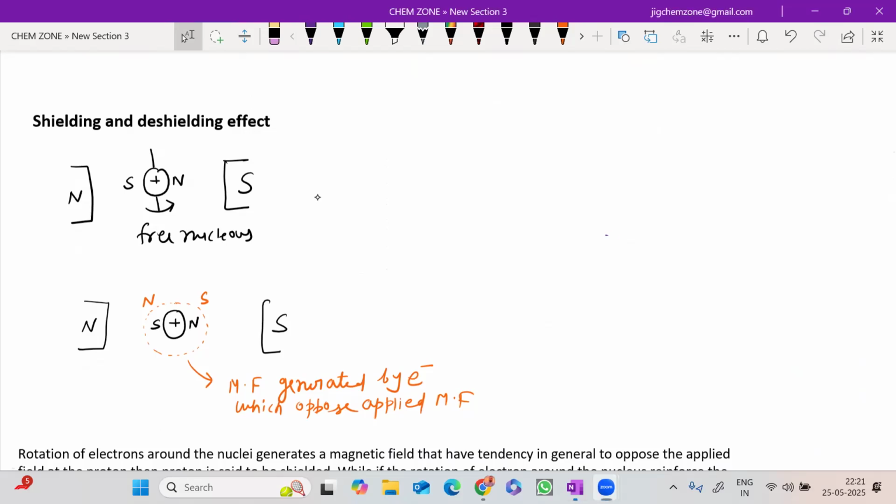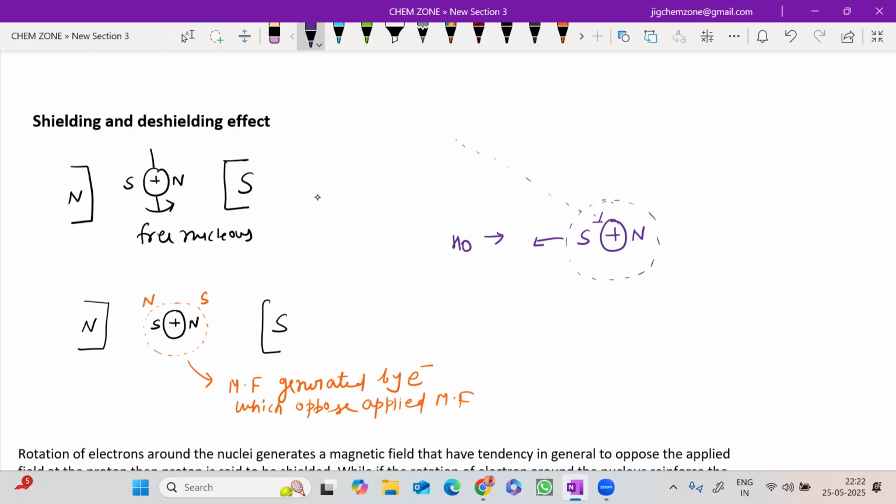So what happened? This is the magnetic field generated by the nucleus. Now electrons generate their magnetic field so that they can oppose the applied magnetic field. Correct? Now what happens when you apply radio frequency waves on the nucleus?